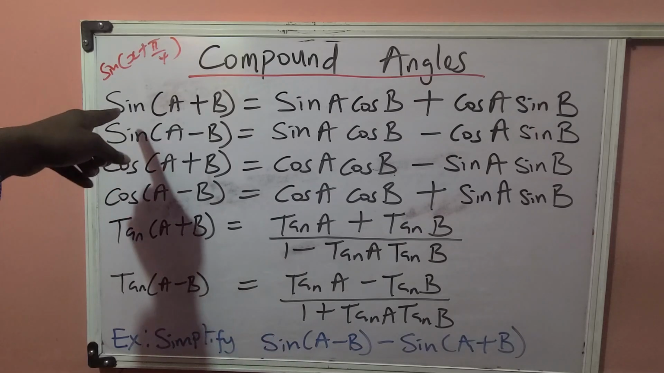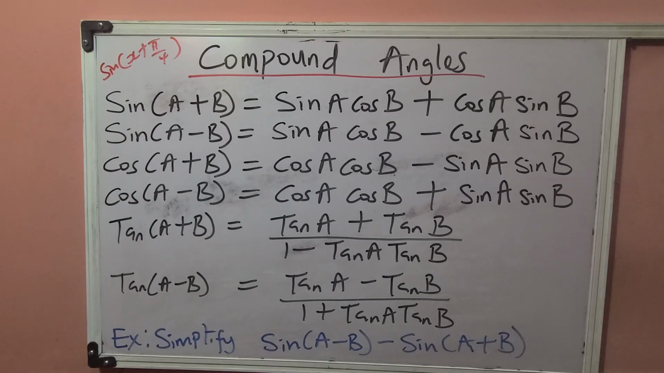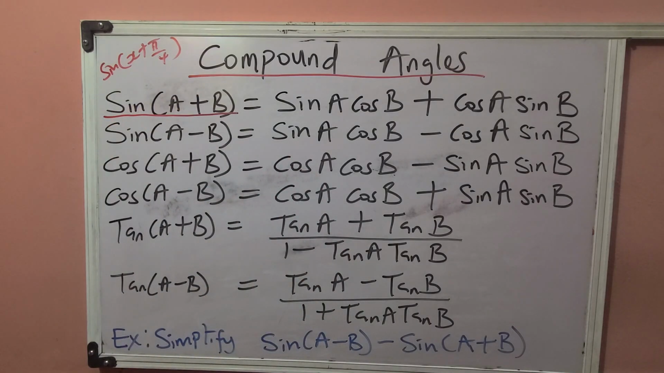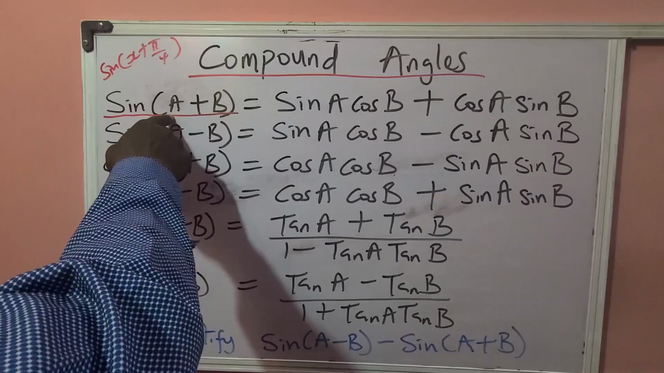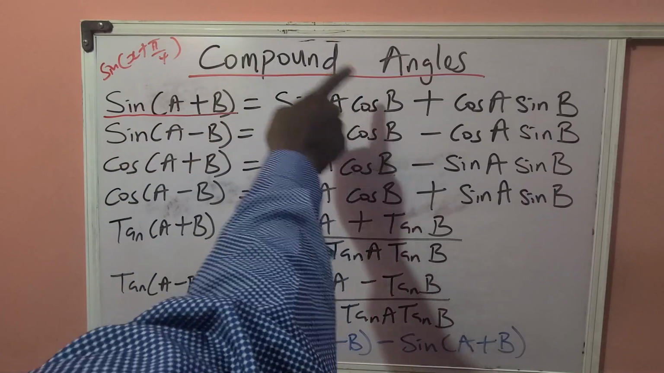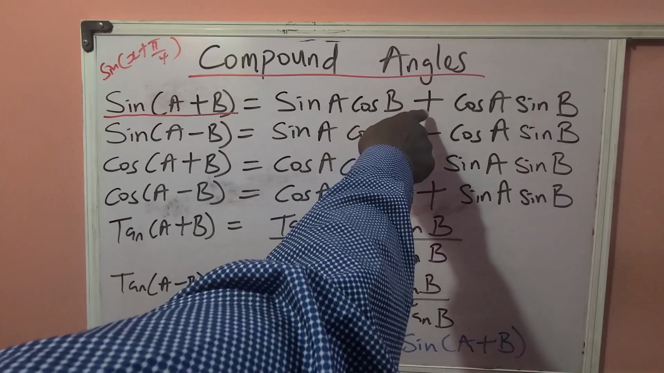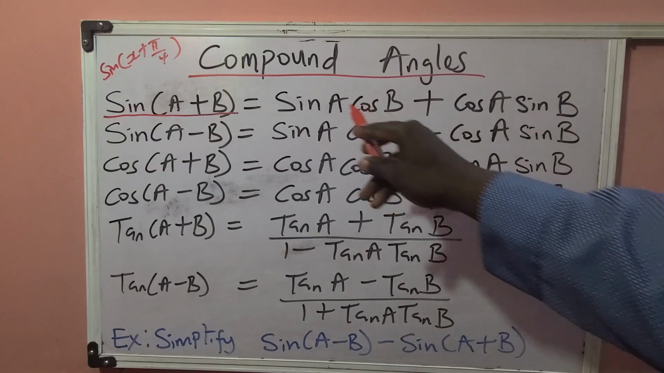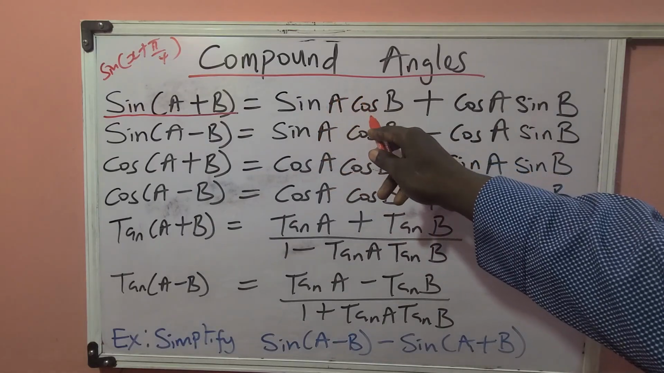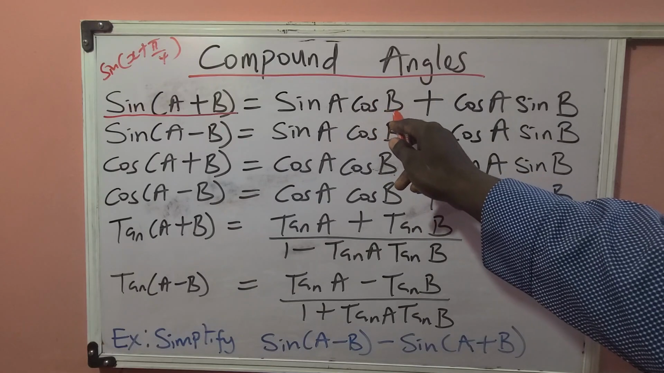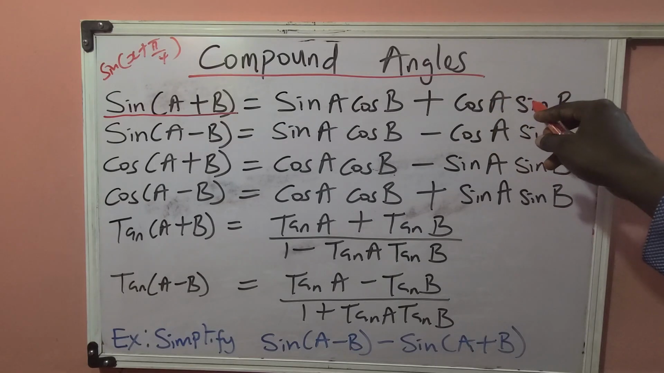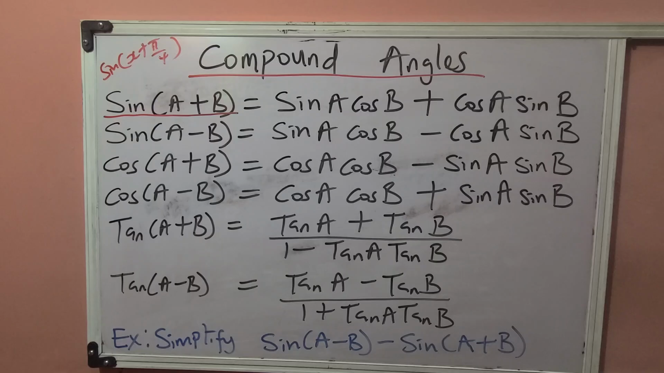So in the case where you have the sine of an angle A plus another angle B, the result, using our identities, will be the sine of the very first angle times the cos of the second angle, plus, this is one entity, then this is another entity, the cos of the first angle multiplied by the sine of the second angle.